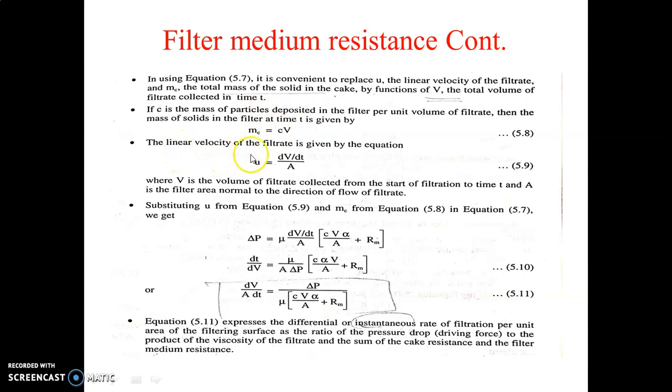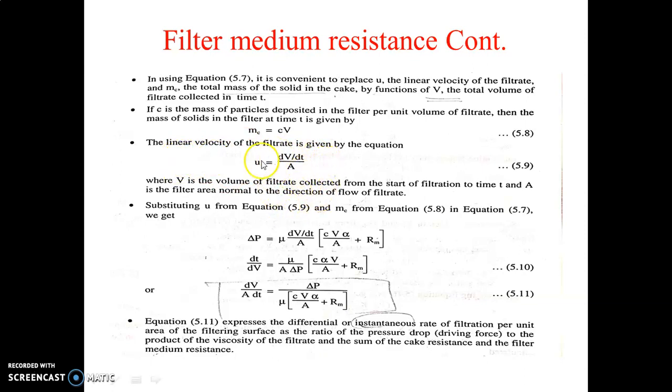And again, linear velocity is given by this equation, U equals dV by dt divided by A. That means V is the volume of filtrate collected from the start of filtration to time t, and A is the area of the filter normal to the direction of flow of filtrate. So you have to take the perpendicular area here, and from that you calculate the velocity. So dV by dt divided by A. From this equation we can calculate the linear velocity.